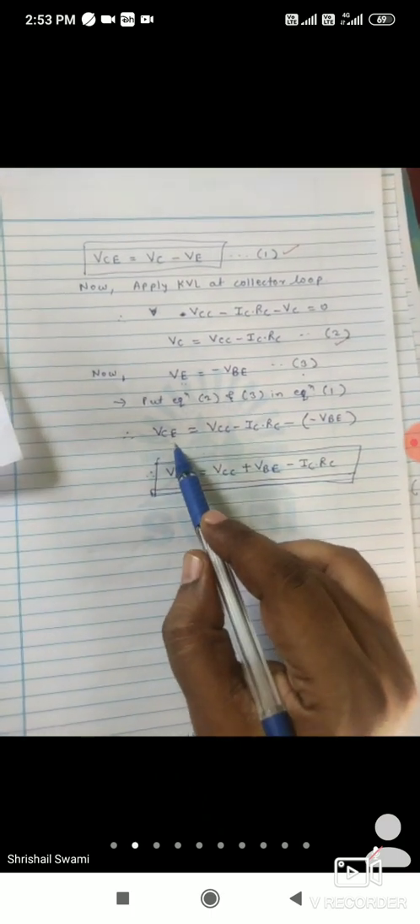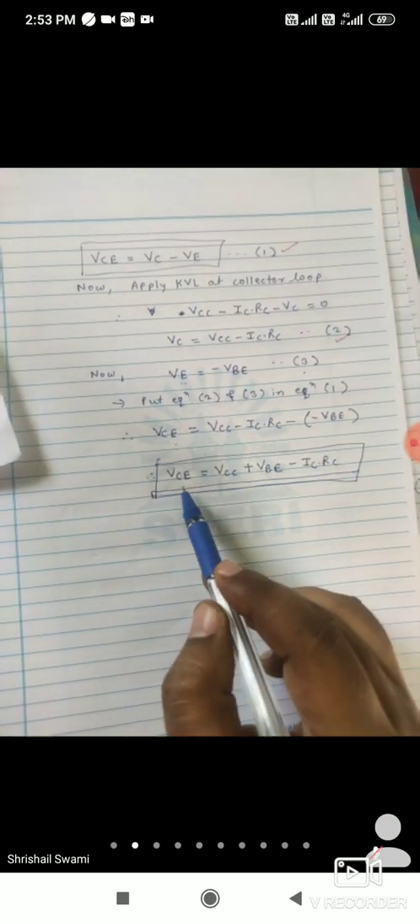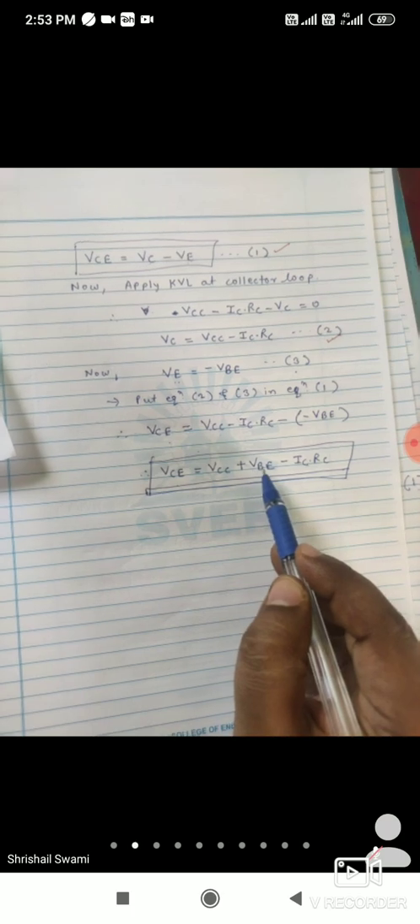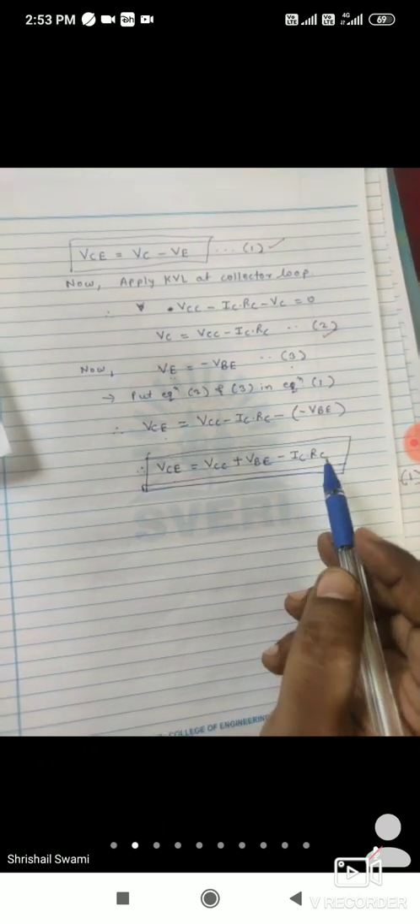So VCE is nothing but the potential difference between 2 points, collector voltage and emitter voltage. This is equation number 1. Now VC you can get from equation number 2. Now how to get VE? Emitter voltage VE is nothing but minus of VB. So VE is equal to minus VB. That is equation number 3. So equations 2 and 3 you can put in equation number 1. Then you will get VCE is equal to VCC minus IC into RC minus of minus VB. So the final expression for collector to emitter voltage is VCE is equal to VCC plus VBE minus IC into RC. This is the final expression of collector to emitter voltage.